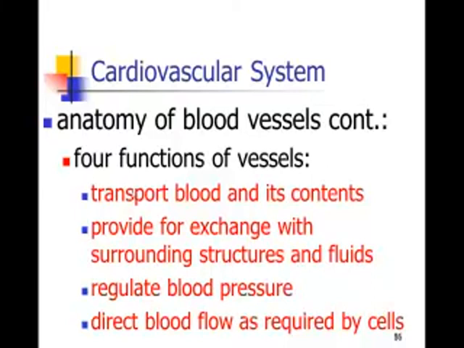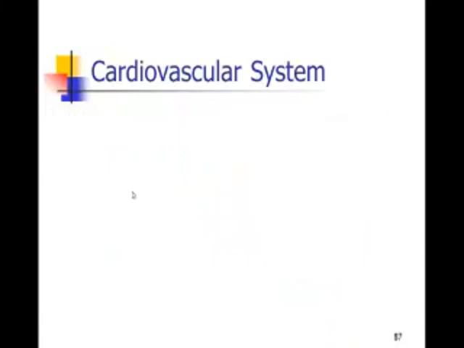We're going to see that depending on the needs of the various areas within the body, some blood vessels may dilate and others may constrict during the cardiac cycle, so that the blood gets directed into the areas that are going to be the most needy.